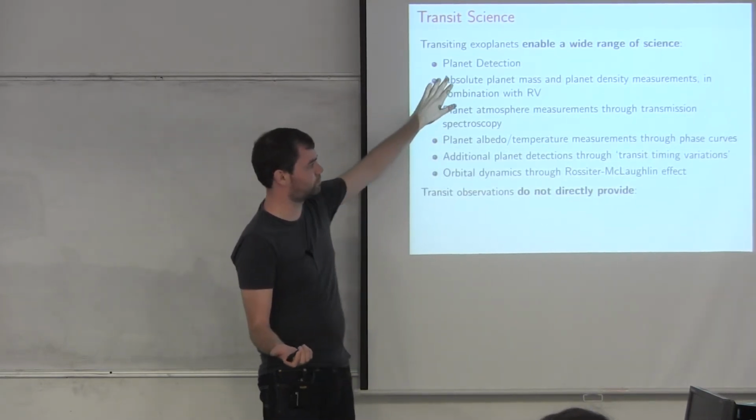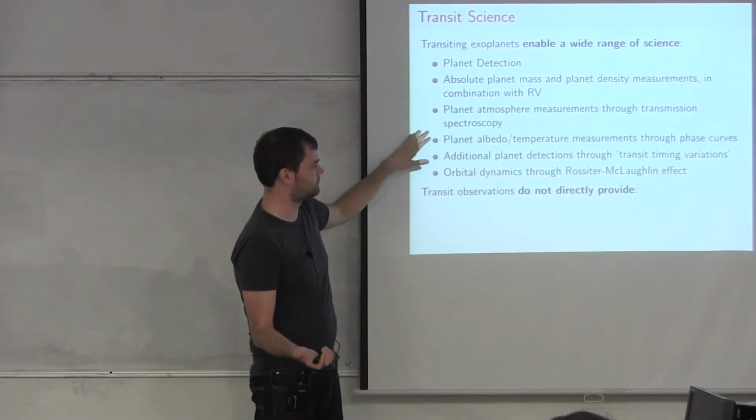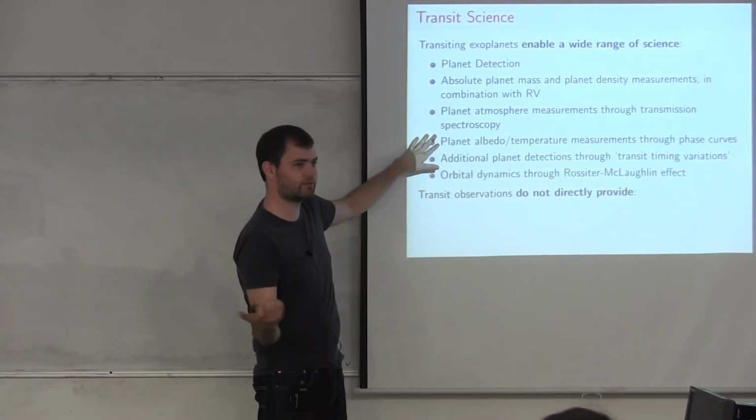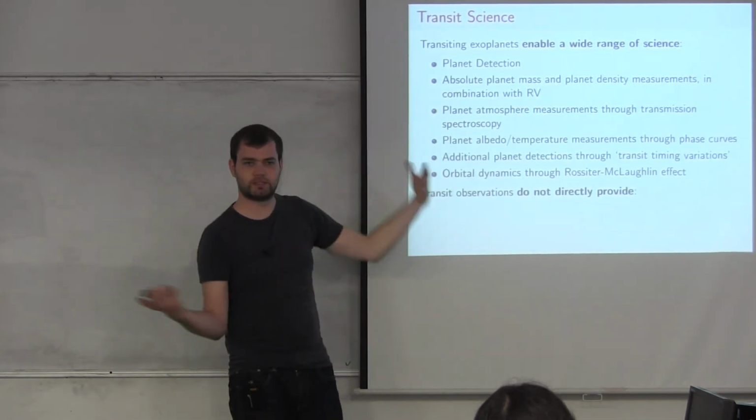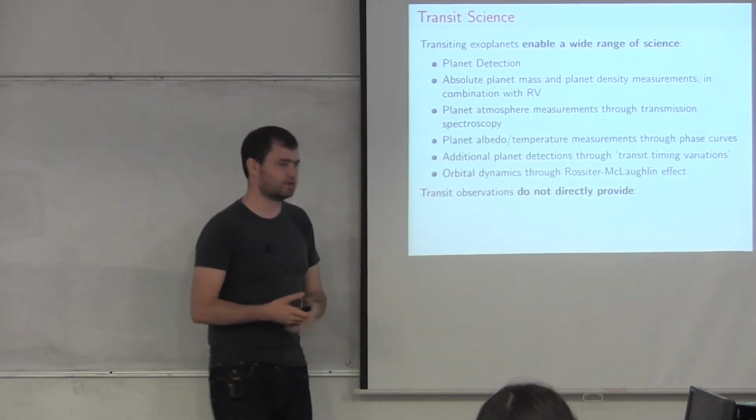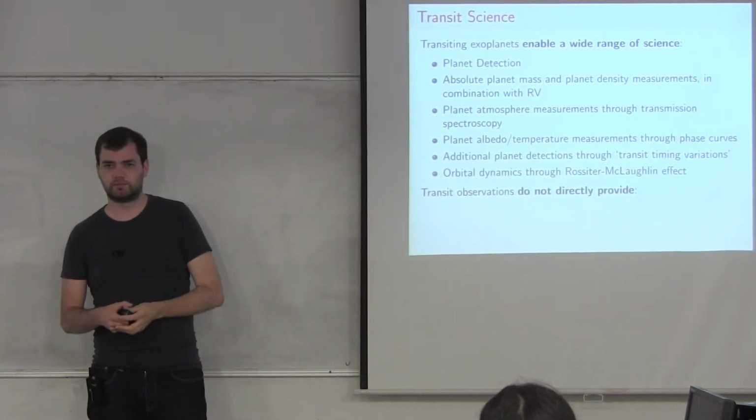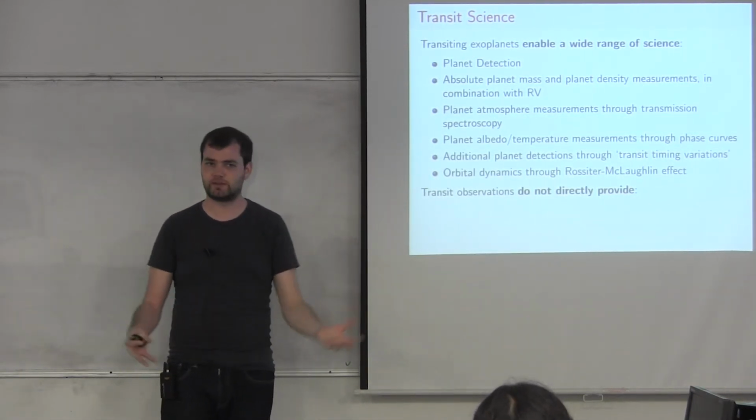So I want to talk briefly about density measurements and what we've learned, and then I want to talk about the phase curves and how they give reflections and temperatures, and about the transmission spectroscopy, so atmosphere work directly. And then one other thing I do want to mention at least is measurements of dynamics and what we can learn about architectures of planetary systems.